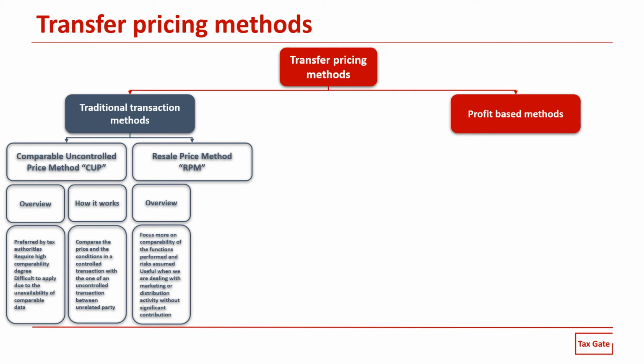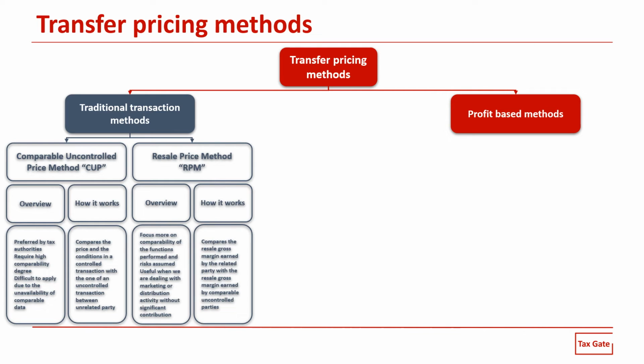The resale price method compares the resale gross margin earned by the related party with the resale gross margin earned by comparable uncontrolled parties, and here we would highlight that any material differences in accounting practices can accordingly affect the gross margins of independent comparable companies, which would accordingly affect the arm's length results.